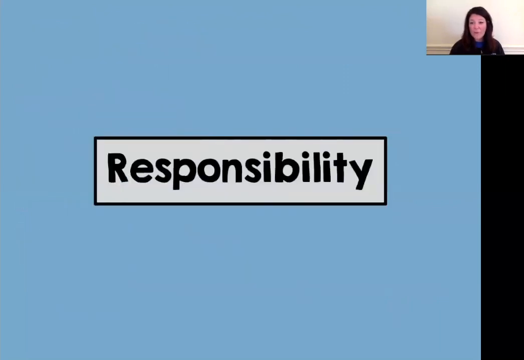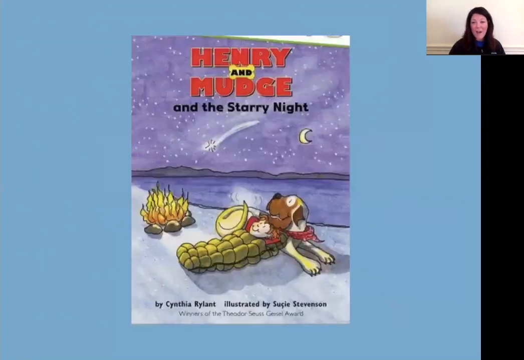All right, before we begin, I wanted to talk a little bit about this word, responsibility. I know in activity 1, you got a chance to talk with Ms. Clark about community members who are responsible, specifically firefighters. I wanted to go ahead and look at some texts that you've read this year that show some responsibility. Here's the first one, Henry and Mudge and the Starry Night. Do you remember it? It's from the beginning of the year.